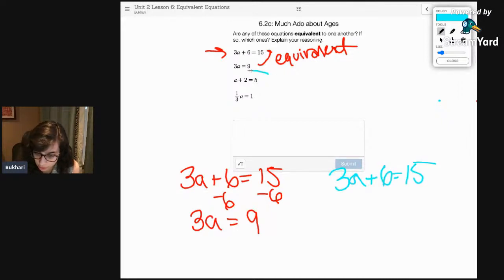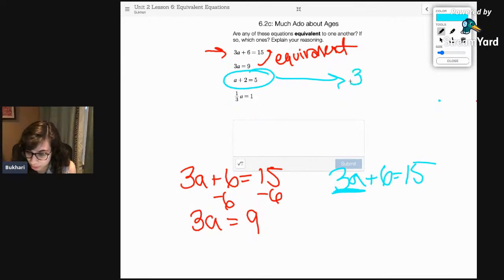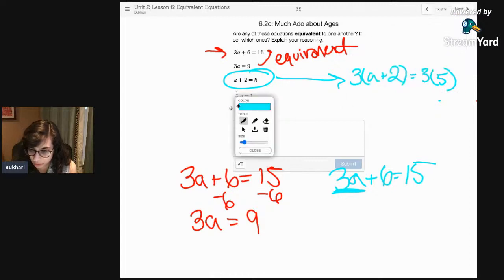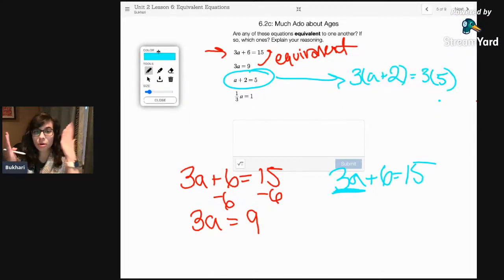And I'm looking at this one. And so I have a 3 next to the a here, but I have no 3 here. And so whatever I do to one side, I have to do to the other. So let me try multiplying by 3. 3 times a plus 2 is equal to 3 times 5. Right, whatever I do to one side, I must always do to the other side.